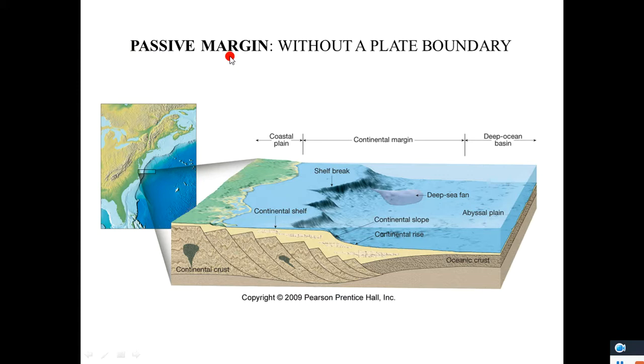I just spoke about the passive margin. Passive margins are those areas which do not have any plate boundaries. This is a passive margin, with the continental shelf, slope, rise and slowly the abyssal plain. There are no two different plates here. So this is a continental margin where continental crust joins with the oceanic crust.